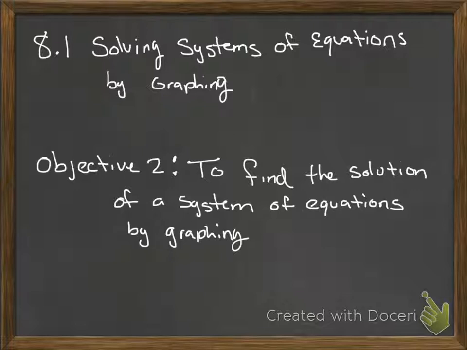8.1, solving systems of equations by graphing. So our second objective here is to find the solution of a system of equations by graphing it. First we were just finding out what is a solution. Now we're going to graph our solutions.